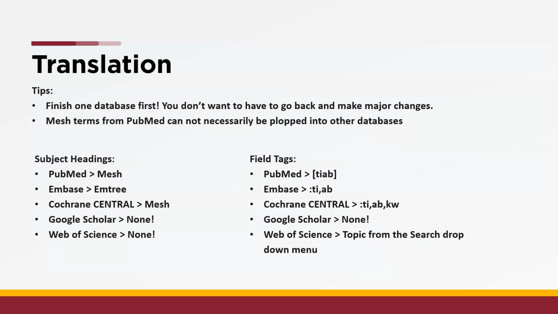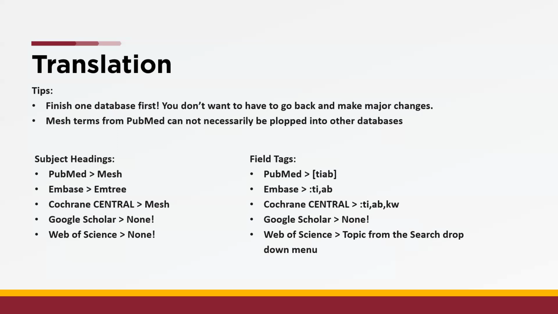And so for subject headings, in PubMed it's MeSH. In Embase, it's Emtree, because they're not all the same, of course. But Cochrane Central also does use MeSH, so that's helpful. And then Google Scholar and Web of Science don't use any. And I'm actually not sure if Scopus uses Emtree. It might, it probably does. I just haven't done enough with it yet myself because we just got it.